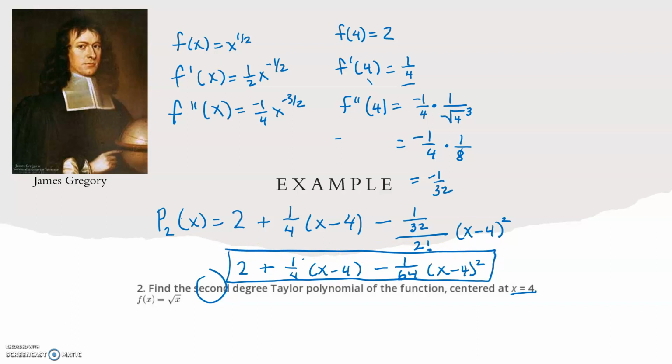This polynomial represents the function square root of x when you're close to x equals 4. If you're exactly at x equals 4, it would be equal to the square root of x because it would have the same slope, the same second derivative, and the same value as the function. But as you move out away from 4, it gets to be a less good approximation of the square root function.